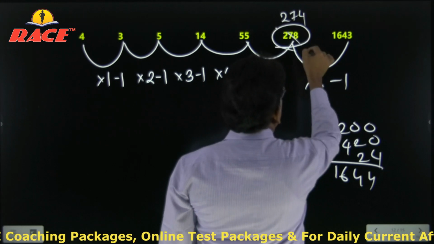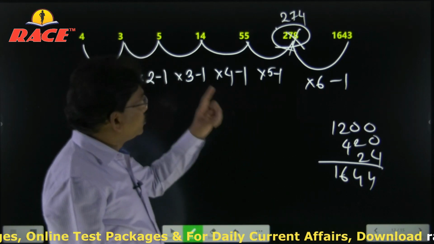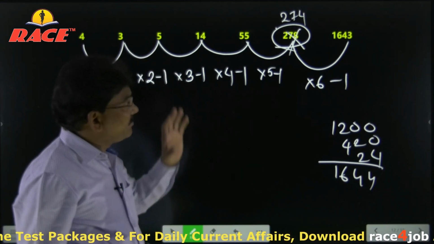So what is the wrong number? 278 is the wrong number. Okay, so 274 should be there in that position, but he has given a wrong number.